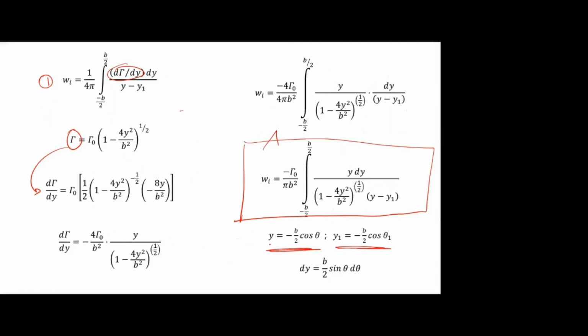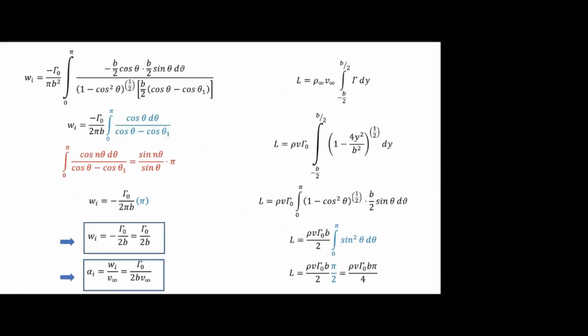So that's why I have taken y is minus b by 2 cos theta, y1 is minus b by 2 cos theta 1. Then for dy, simply you have to differentiate: b by 2 sin theta d theta. So these terms we have to substitute here instead of y and dy. Everywhere you have to substitute so that we can get this w in terms of theta. So if you substitute, you will get this y into dy and y minus y1 everywhere. If you substitute, then simplify, b by 2 gets cancelled like that.